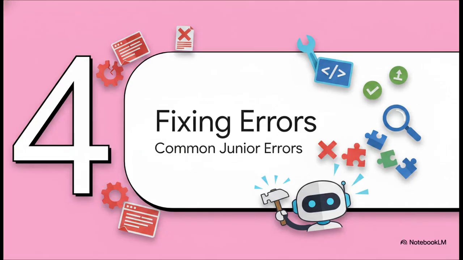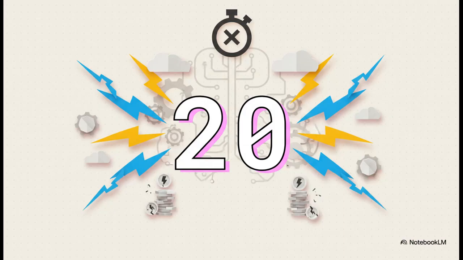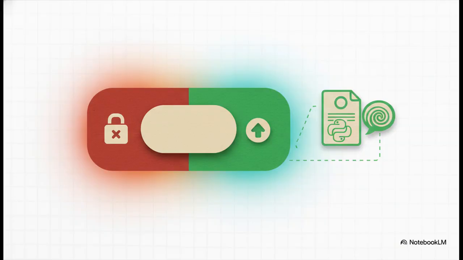Let's transition over to Section 4, Fixing Common Junior Dev Errors. Okay, so you need to know about a very specific, very tight limit, 20. If you're using the default cutting-edge Gemini 3 Flash model on the free tier, you literally only get 20 requests per day. When you're rapidly testing and prototyping your awesome new agent, trust me, you are going to burn through that quota incredibly fast. But don't worry, the fix is super easy.